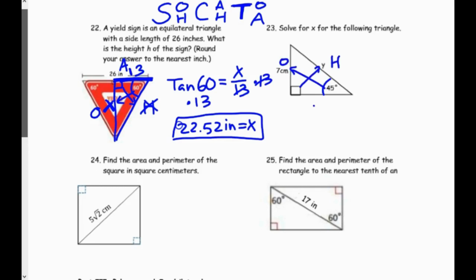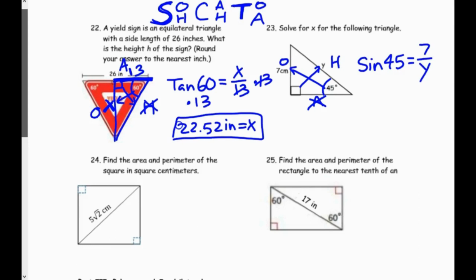O, H, A. Which one am I not going to use? O has a 7, H has a Y, A is nothing. Goodbye, A. So when I look at O and H, that has to be S for sine. Okay? We don't say sin, but whatever. So sine, S-I-N, angle 45, equals O over H, 7 over Y.